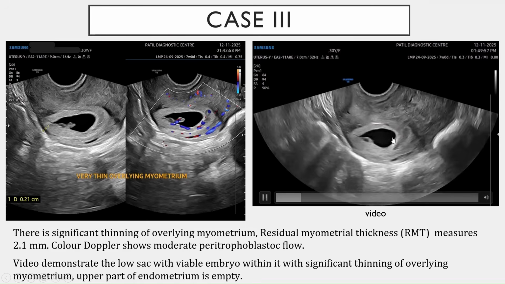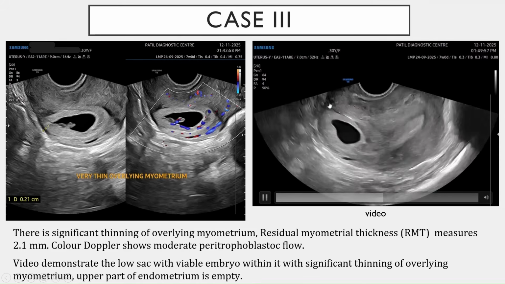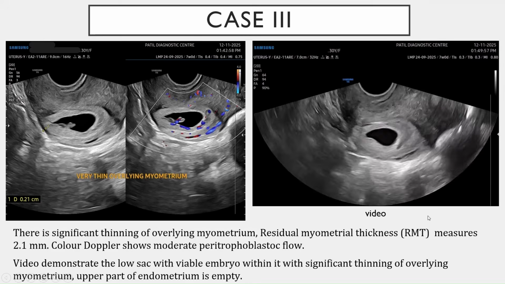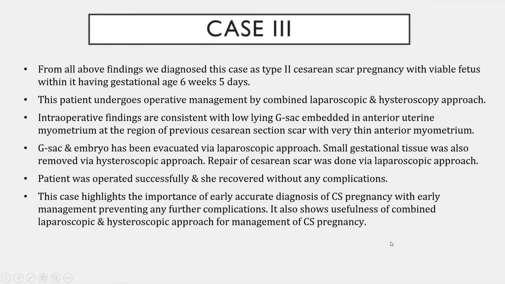This video of TVS demonstrates the low-lying sac with empty upper endometrium, and there is significant thinning of the overlying anterior myometrium. So for classification purposes, we draw these lines and we can see that most of the sac is seen embedded into the myometrium. So we classify this as type 2 caesarean scar pregnancy.